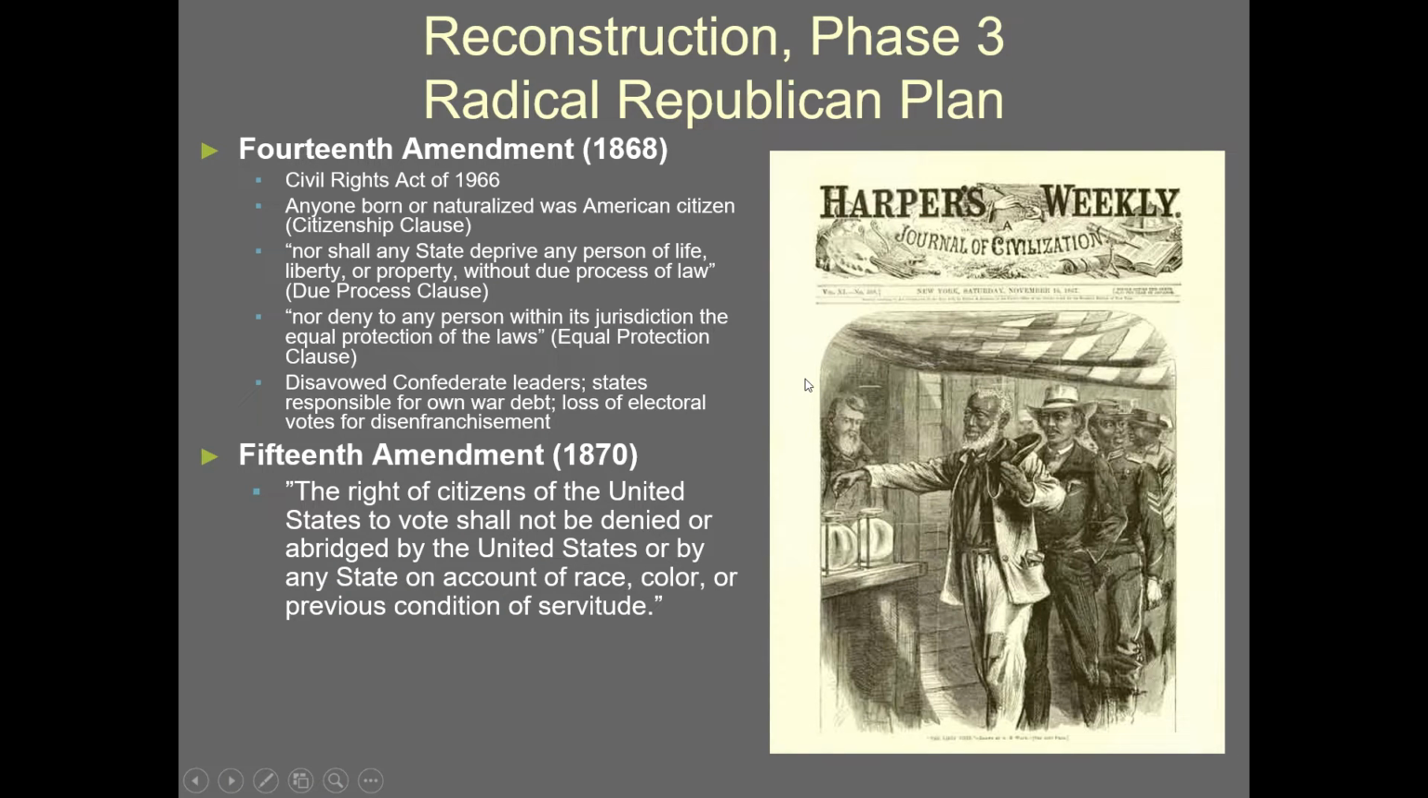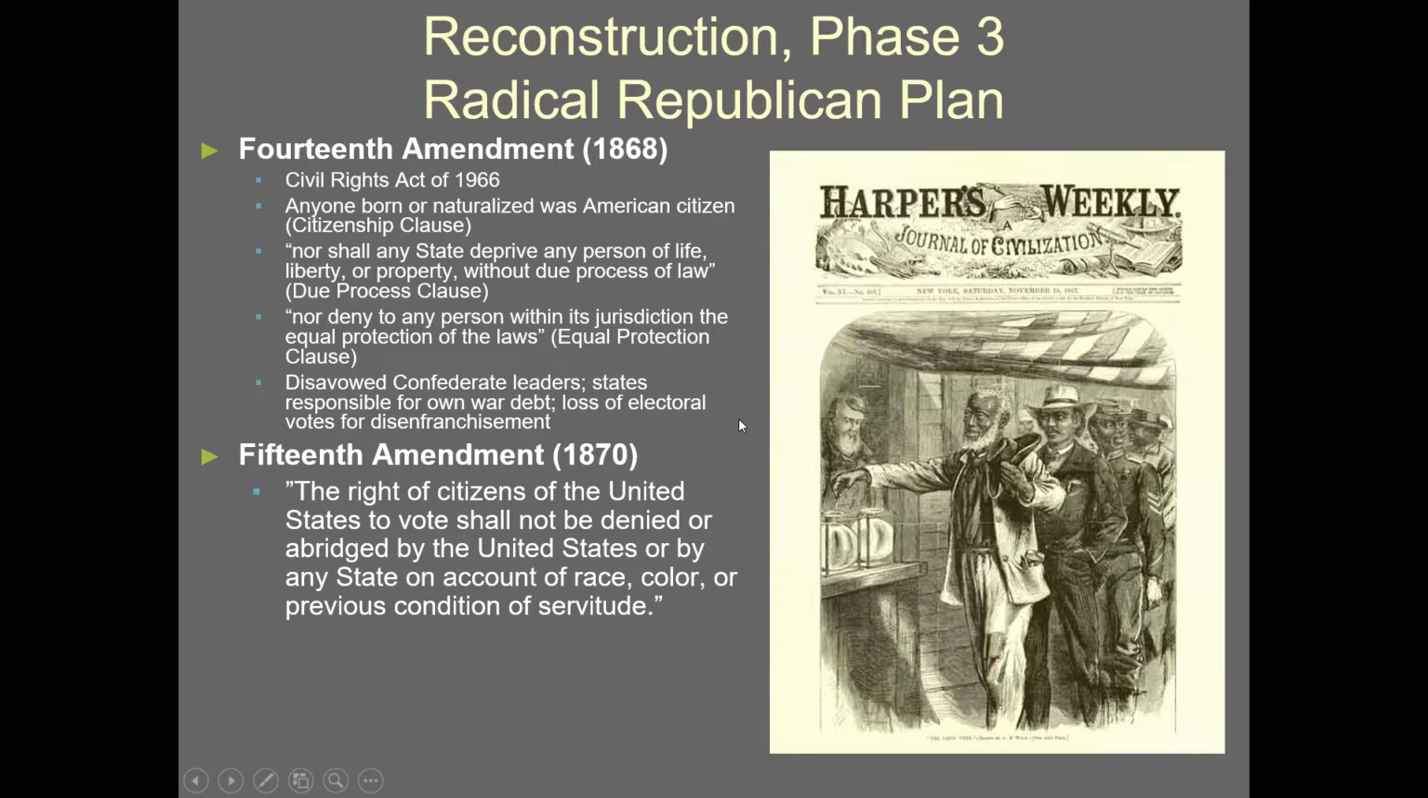One of the key things that was passed during Reconstruction, or at least a political success, was the 14th Amendment. Remember, the 14th Amendment is going to grant equal rights to all citizens, allowing former slaves to now become citizens. So this is going to completely overturn, if you remember, the Dred Scott decision, which allowed slavery to exist. The 14th Amendment is going to completely nullify the Dred Scott decision, and it's supposed to provide equal protection under law. It cannot deny any person within its jurisdiction equal protection of the law.